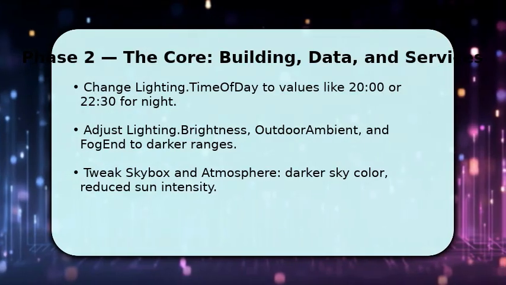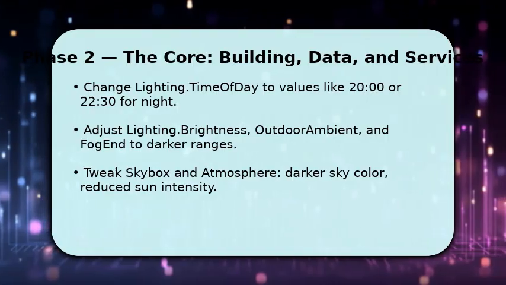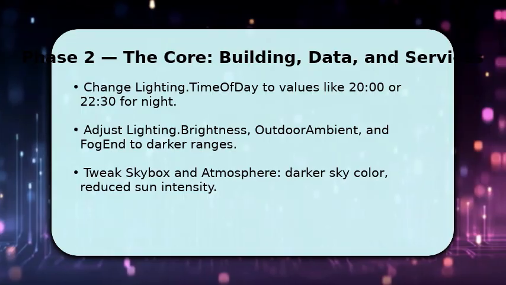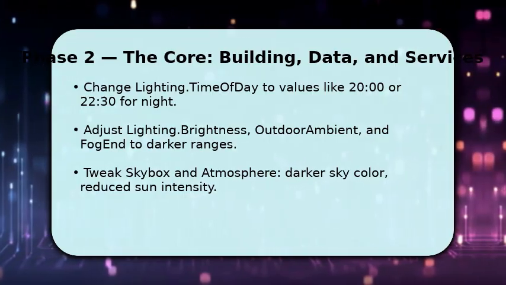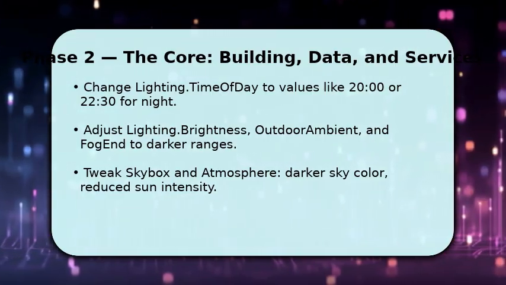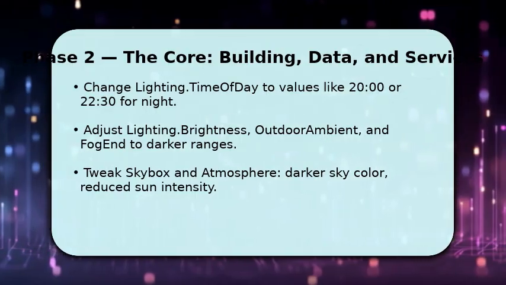Now you make the concrete nighttime adjustments. Set lighting, time of day to a night value, for example 20:00 or 22:30 to reposition sun and moon. Reduce lighting. Brightness and set outdoor ambient to darker colors to eliminate daytime glow.